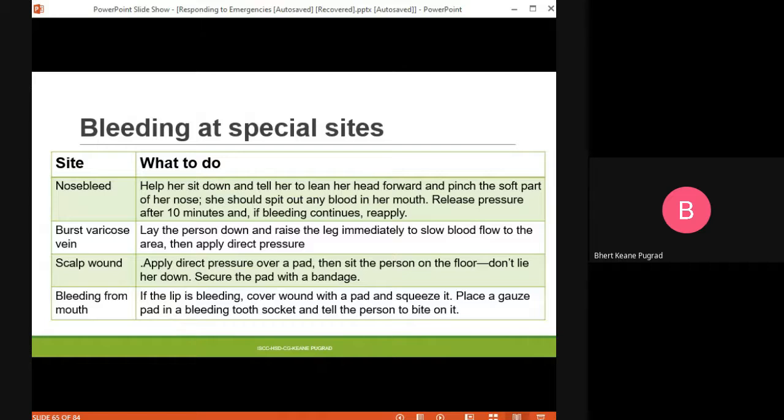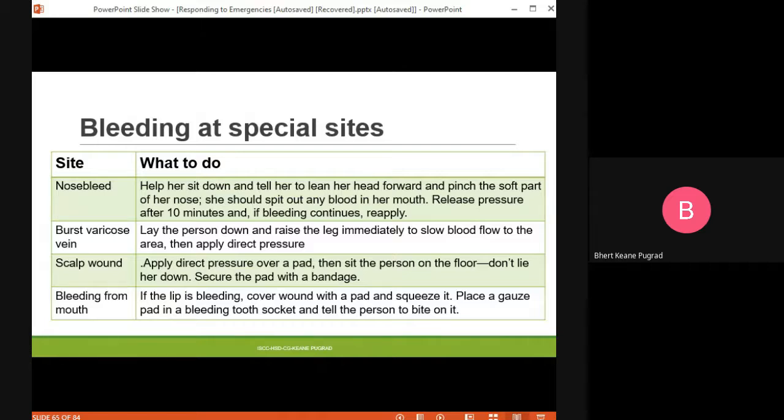Next is your burst in your varicose vein. So your varicose vein, saan natin makikita mga varicosities? Usually sa mga legs, or sa your lower leg or your thigh. Okay? So burst in varicosities, okay, kapag biglang pumutok yung varicose vein, no? What you really need to do, you need to lay the person down and raise the leg immediately to slow the blood flow to the area and apply direct pressure.